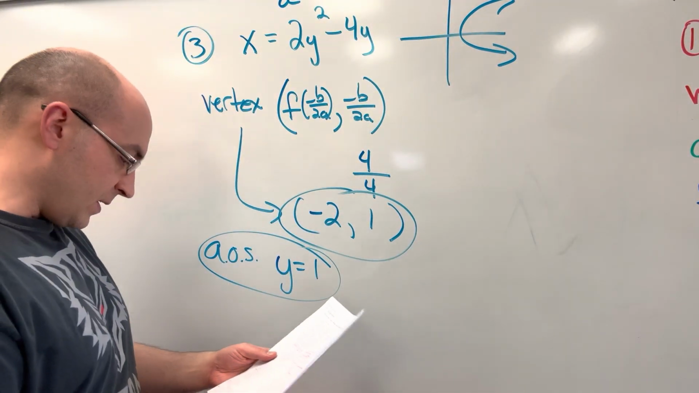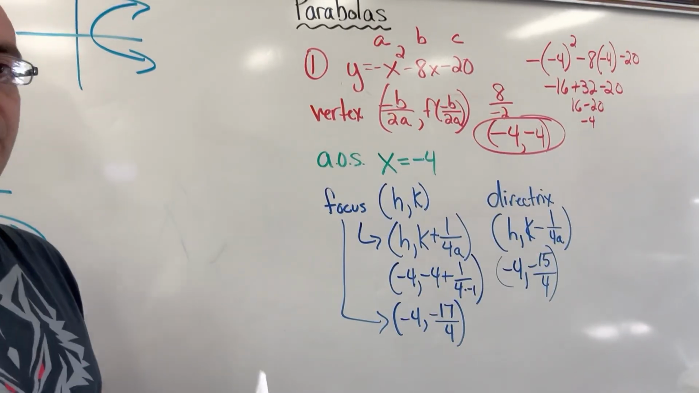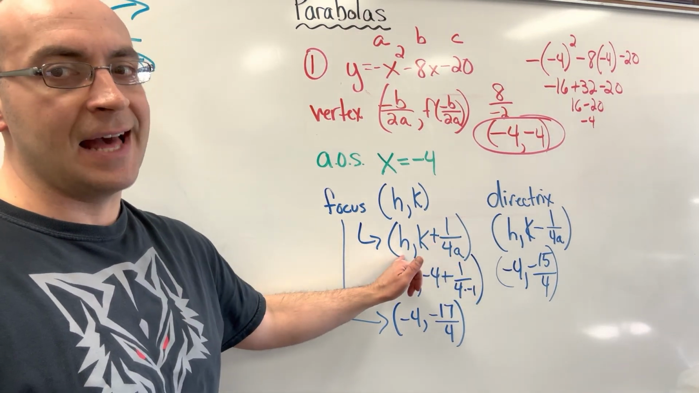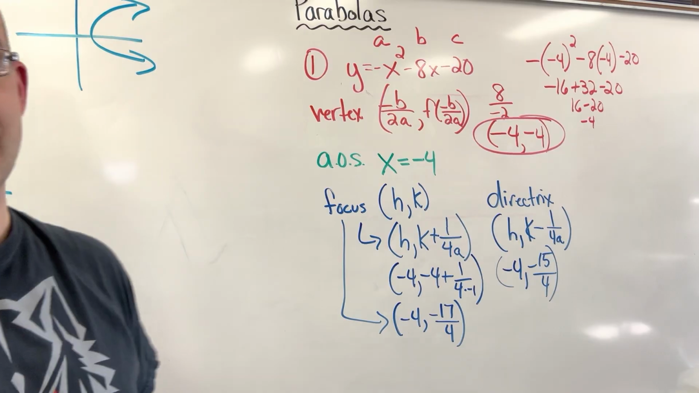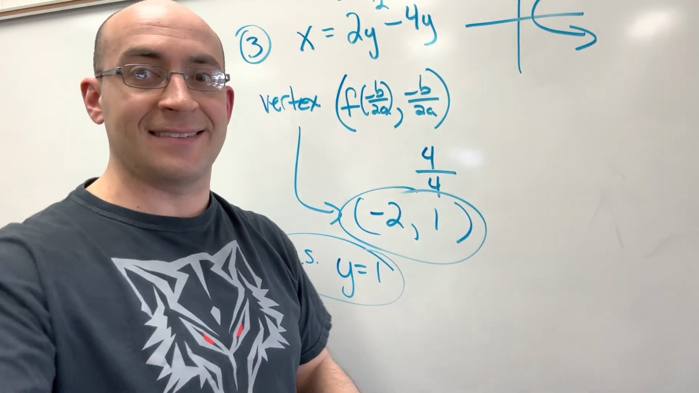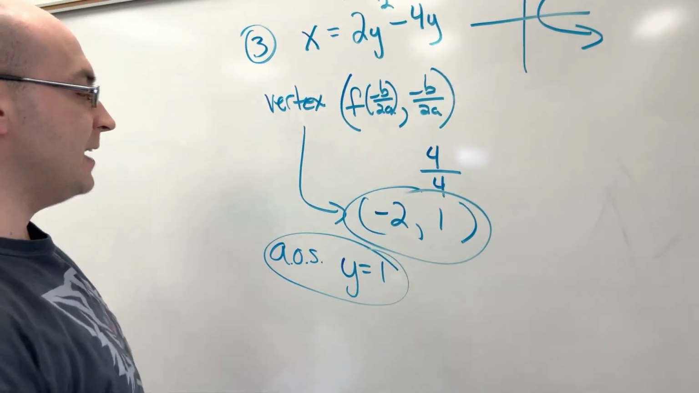Okay, let's go to focus and directrix. So the focus and directrix is going to be the same exact process, right? But instead of adding the 1/4a to the k, I'm going to add it to the h, because that is the thing that's shifting. Remember, h is x, right? H is x, so that's what's shifting back and forth. So I'm going to add that to there.